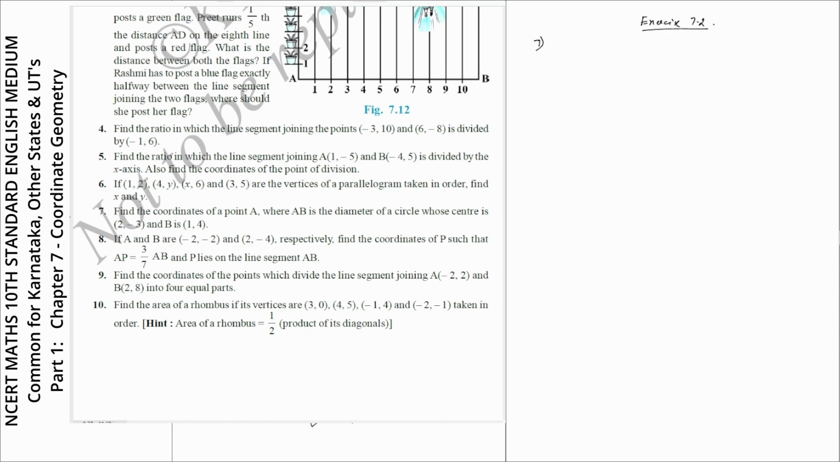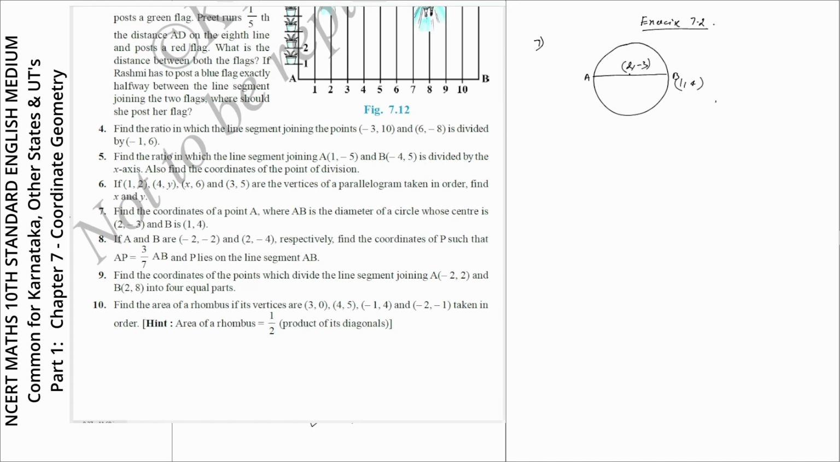Exercise 7.2, question number 7. Find the coordinates of a point A, where AB is the diameter of a circle whose center is 2, minus 3 and B is 1, 4. So AB is the diameter, and the coordinate of B is given. B is 1, 4, and the center point is also given, that is 2, minus 3. So we should find the coordinate of A.